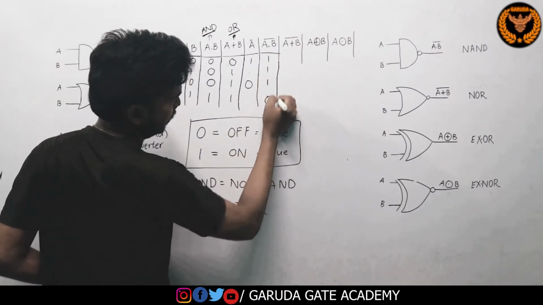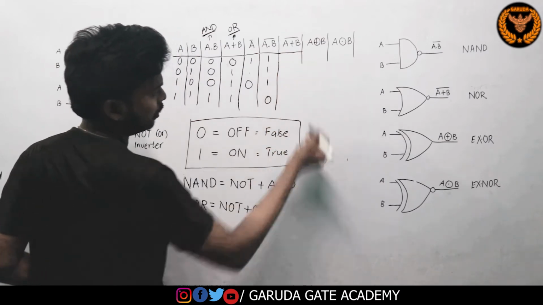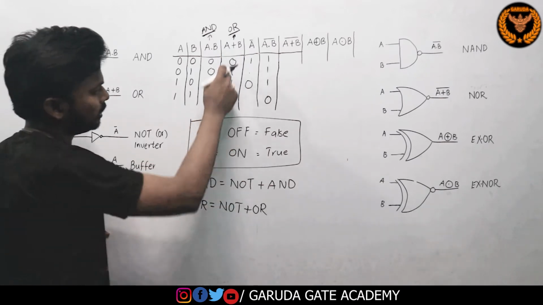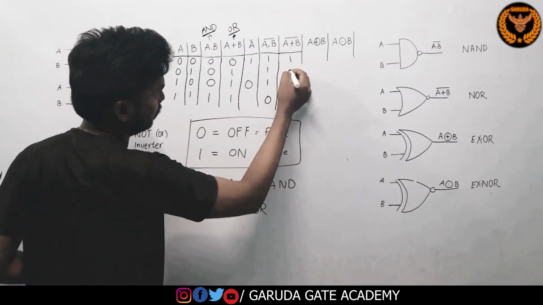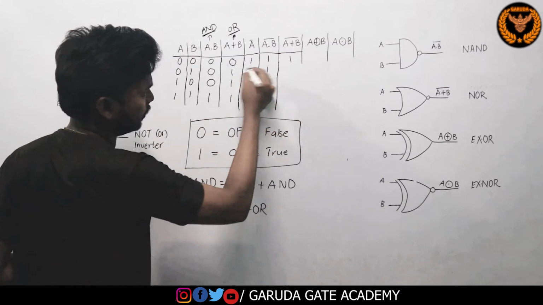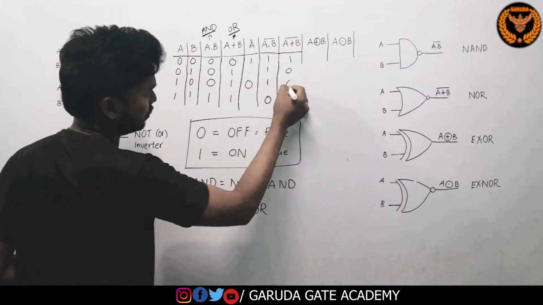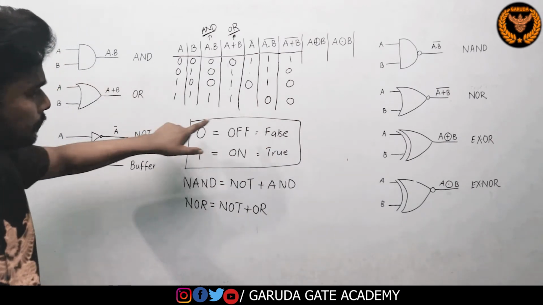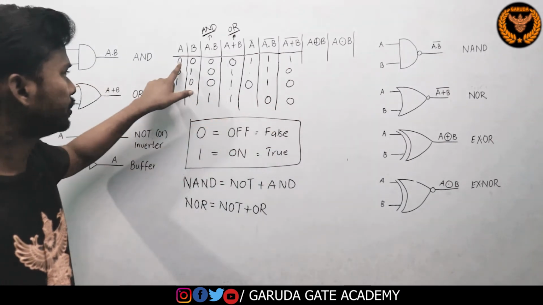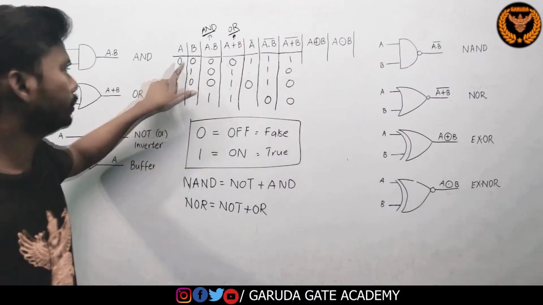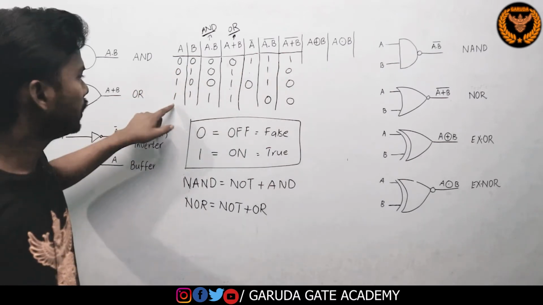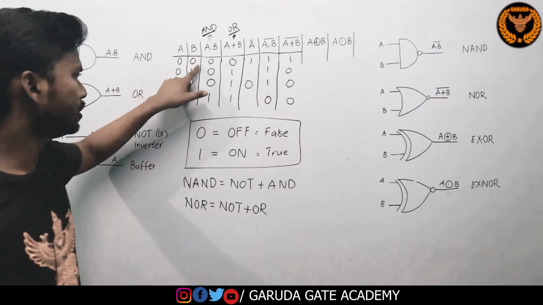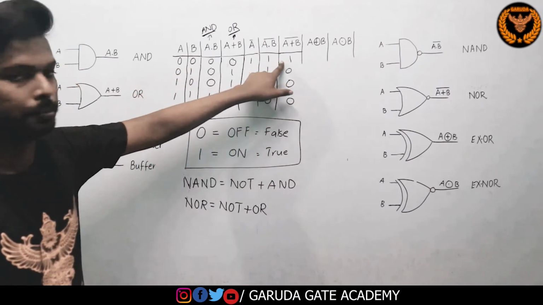Now NOR gate. NOR is simply the complement of OR. OR is here, right? So I'm just complementing it: 1, 0, 1, 0, 1, 0. So the NOR gate will produce 1 only when both of the inputs are 0. In all the other cases, it will be 0. Only if both of the input signals are 0 will it produce 1.